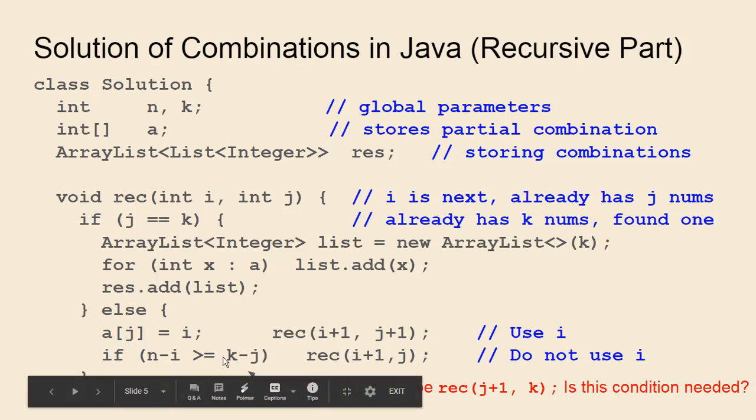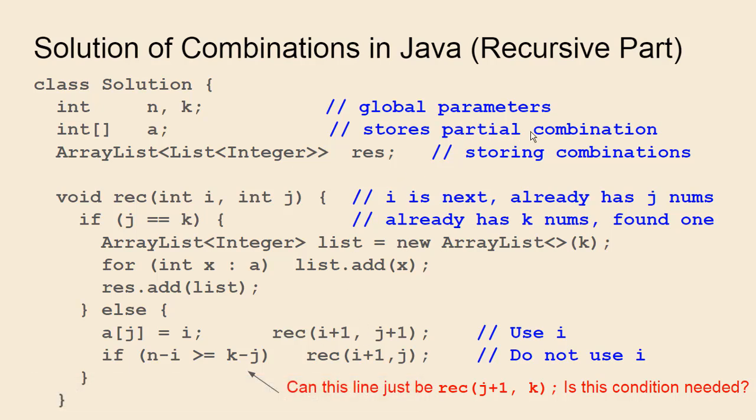Suppose that here we have to remove this line. We're not allowed to have this if part. So what condition do we add in order to avoid infinite loop?